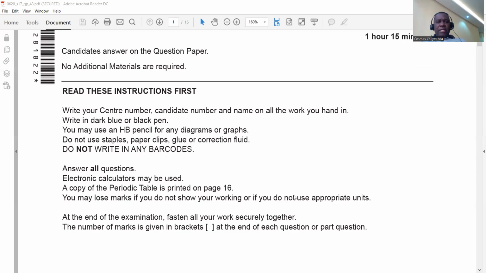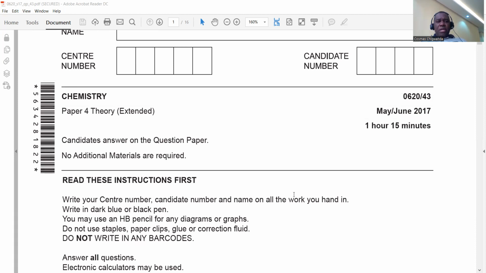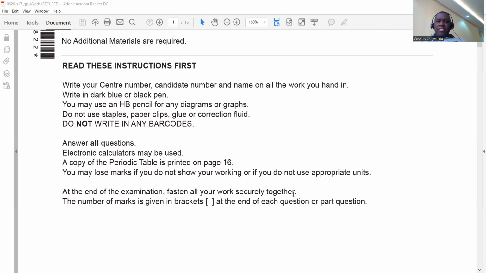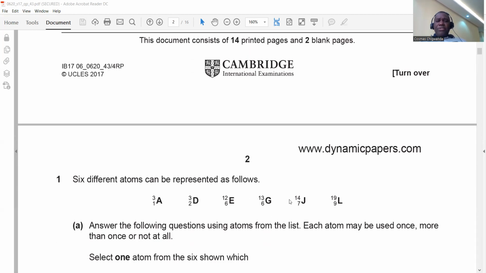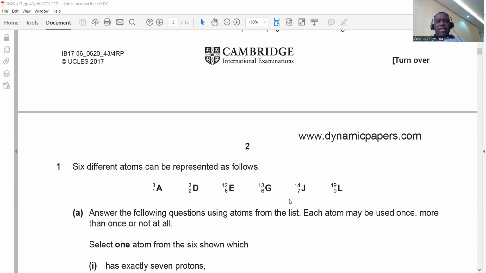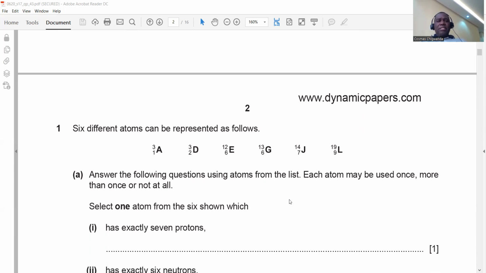Right, so like I said, this is Chemistry paper 4, theory extended 0620, paper 43. This was the May-June 2017 paper. Okay, let's go straight to question number 1, which reads: 6 different atoms can be represented as follows. So you have those atoms A, D, E, G, J, and L. So we want to look at how we can use the mass numbers and the atomic numbers in order to answer the questions that follow.